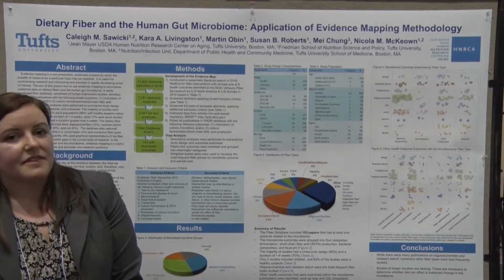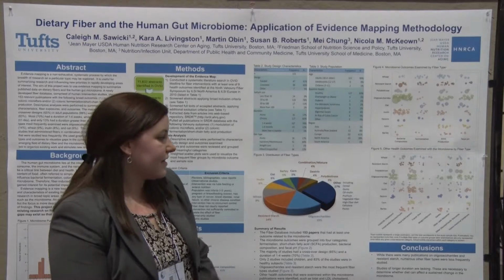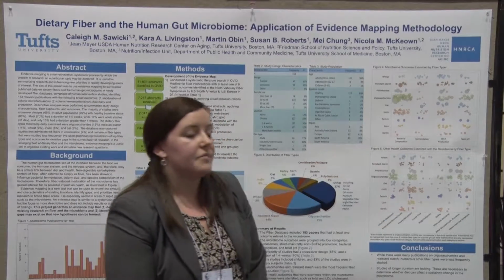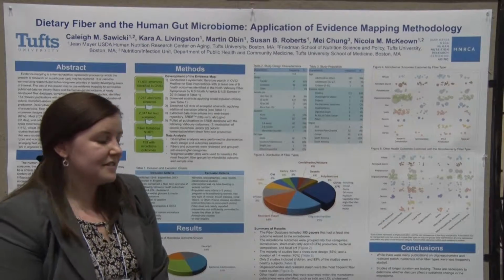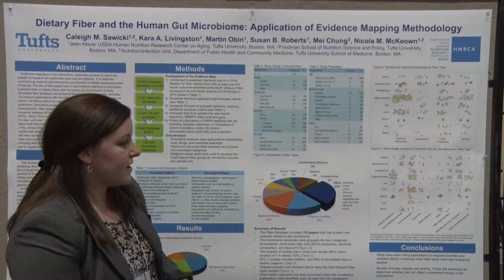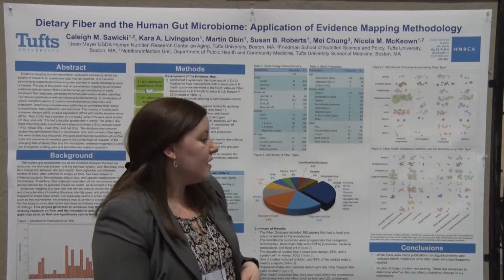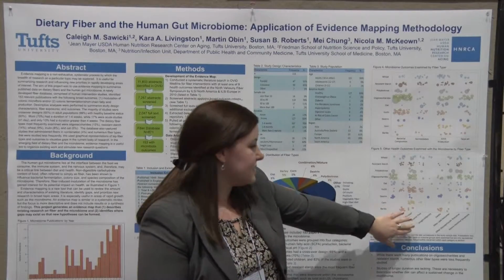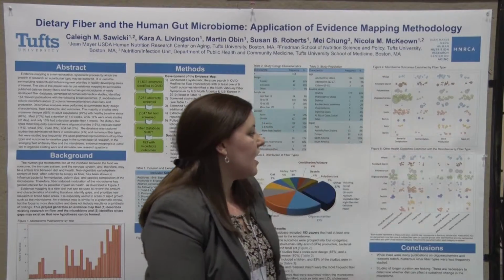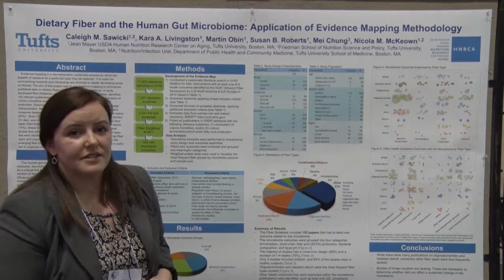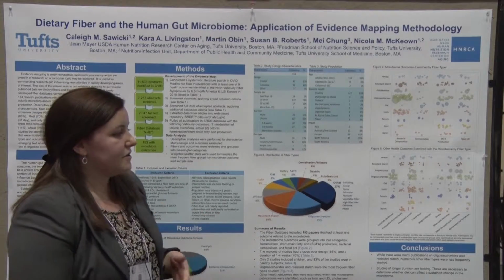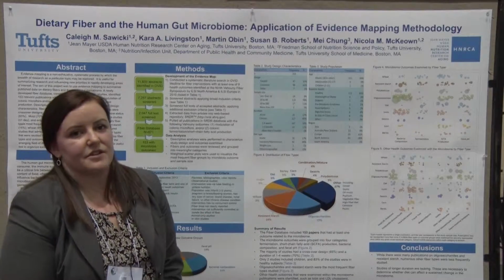One of the more interesting things we were able to do is look at the other health outcomes that were looked at in these microbiota papers. And one thing we noticed was that at the intersection of dietary fiber, the microbiota, and weight and adiposity, there are very few studies. And this is an area of increasing interest, and so our evidence map shows that this is an area that needs a lot more research.